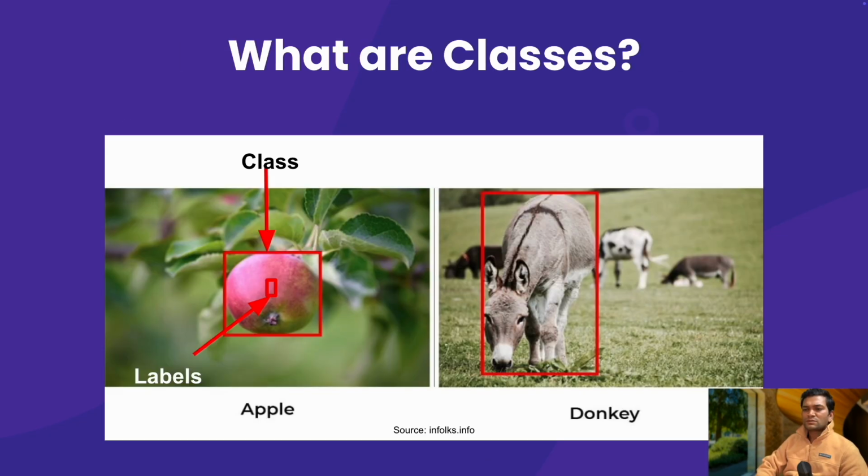Now, before we start with the annotation process and understanding the types of annotation, let's understand some of the terms that we will be repeatedly using. The first one would be classes and labels.